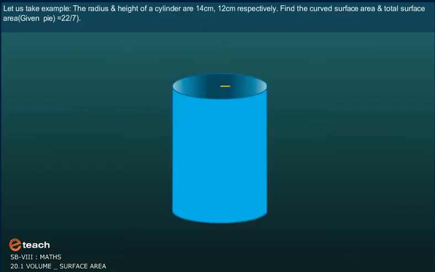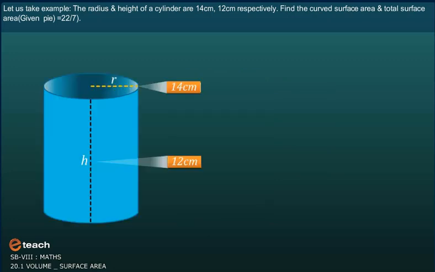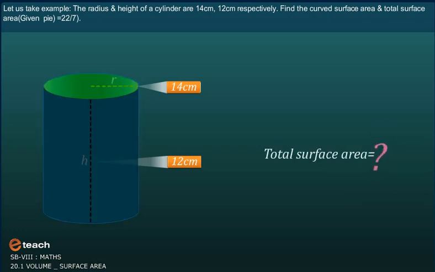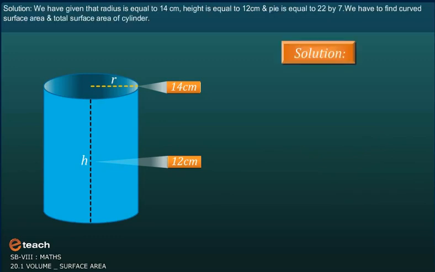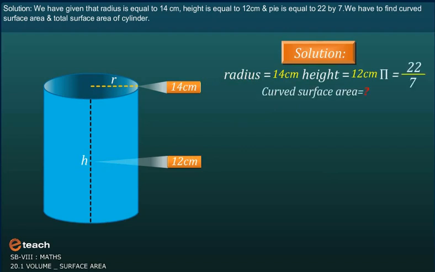Let us take an example. The radius and height of a cylinder are 14 cm and 12 cm respectively. Find the curved surface area and the total surface area, given pi is equal to 22 by 7. Solution. We are given the radius is equal to 14 cm, height is equal to 12 cm, and pi is equal to 22 by 7. We have to find out the curved surface area and total surface area of the cylinder.